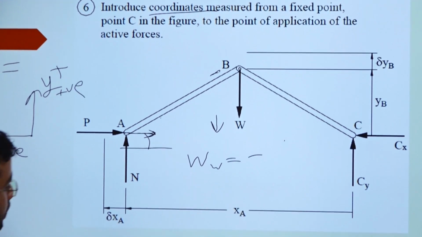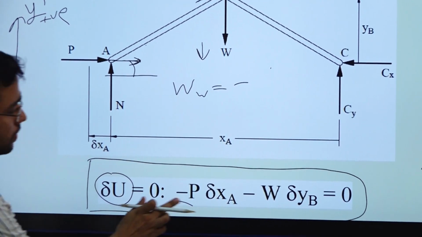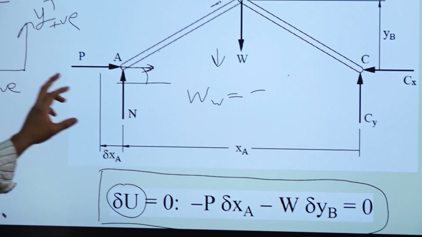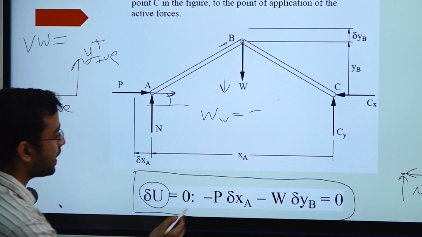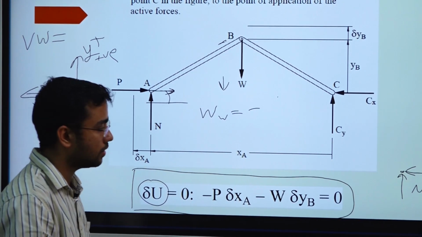So we found this equation, that will be equal to 0. Anyway, it doesn't matter. You can assume the coordinate in any direction. This minus sign will change, and the final answer you get will have an extra minus sign. Okay.